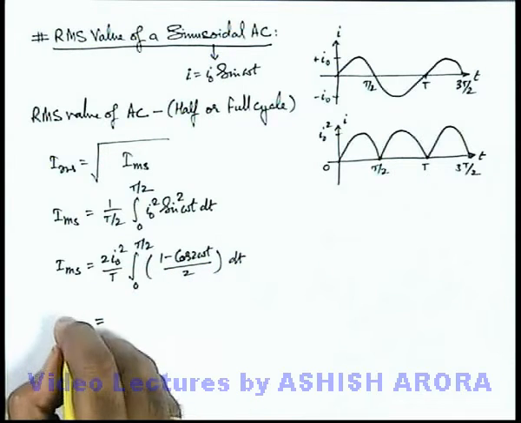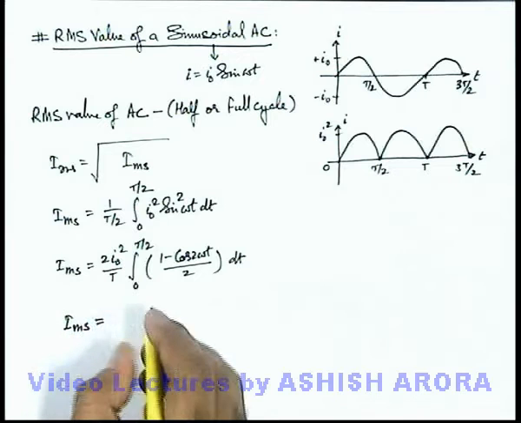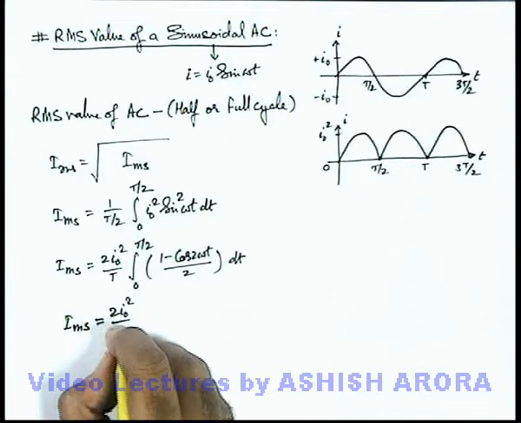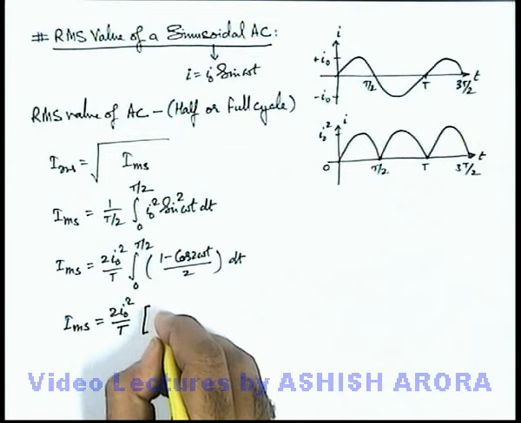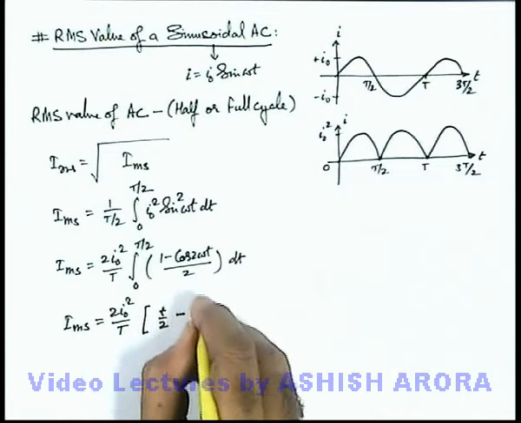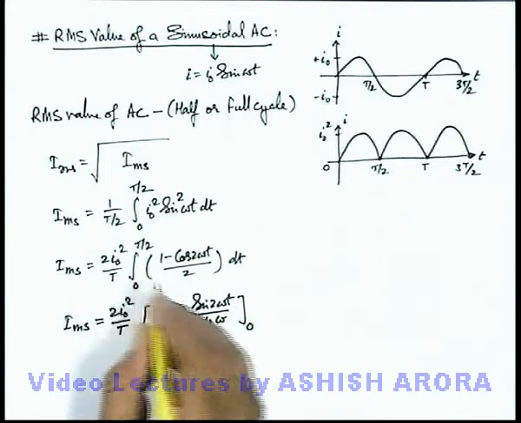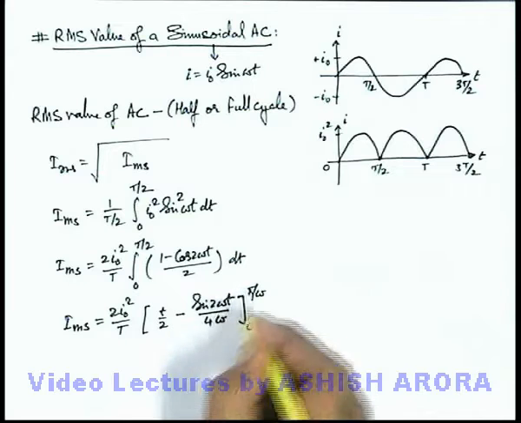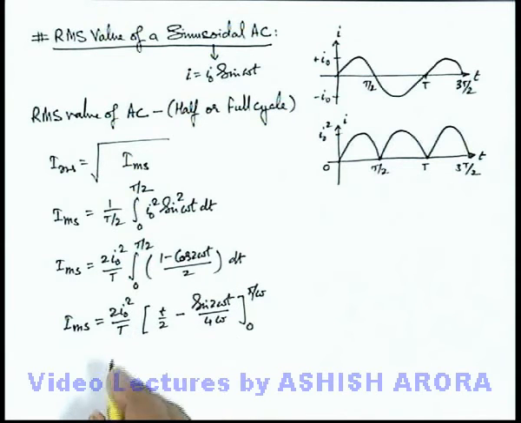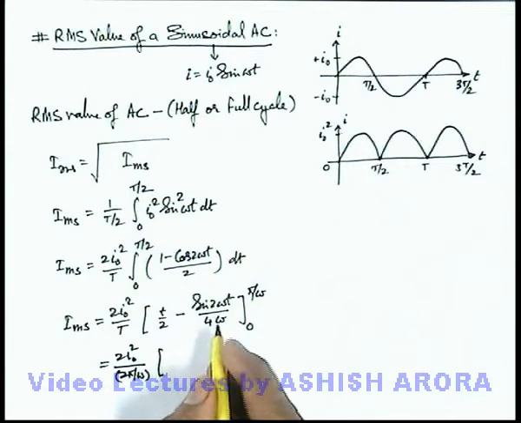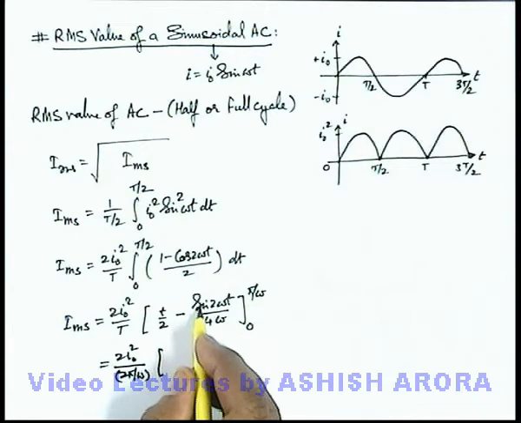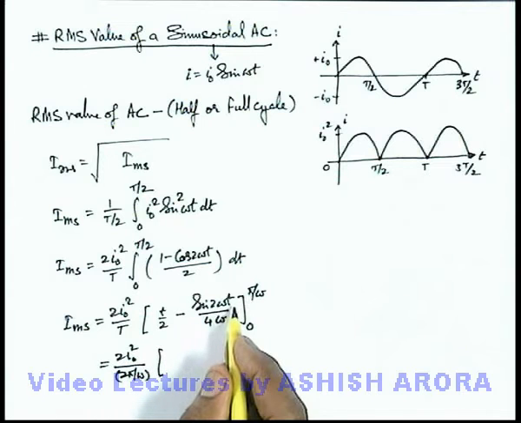Now if we integrate the function, the mean square value we are getting is 2 I naught square by T, times T by 2 minus sine of 2 omega t by 4 omega. We substitute from 0 to T by 2, where T by 2 can be written as pi by omega. Now we substitute the values over here, and this time period can also be written as 2 pi by omega. You can see the second term is becoming 0 because it is sine 2 pi or sine 0. Both terms will be 0.